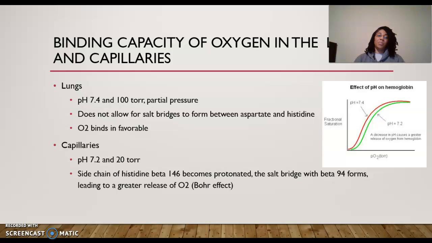Now in the capillaries, the pH is lower and the partial pressure is lower, which allows the side chain of histidine beta 146 to become protonated, which allows a salt bridge with beta 94 to form, leading to a greater release of oxygen. So it's not good for oxygen binding. It's going to release more oxygen, so it'll have a lower affinity for oxygen, as you see in the graph. A decrease in pH causes a greater release of oxygen from the hemoglobin, and in the capillaries the pH is 7.2.